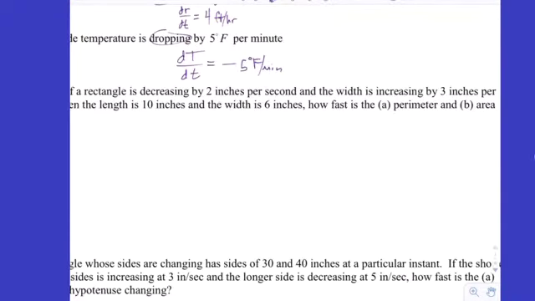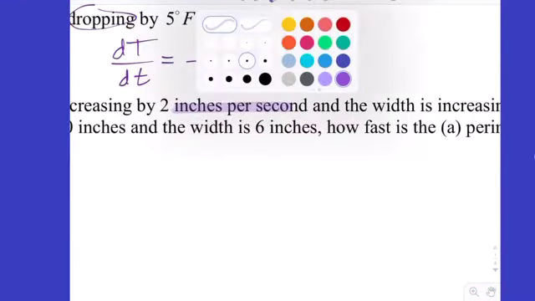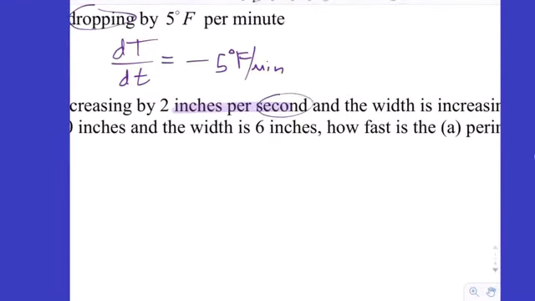Yeah, it's inches per second, as you said, or change per time. That's the key. When it's change per time, whether it's per second, per hour, per day, that is going to be related rate.